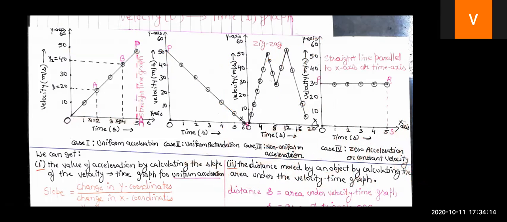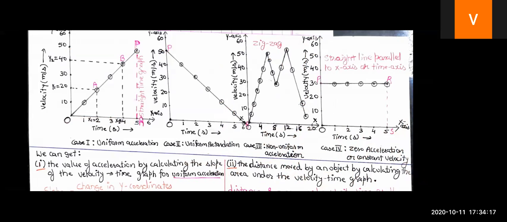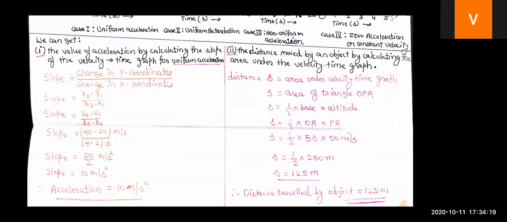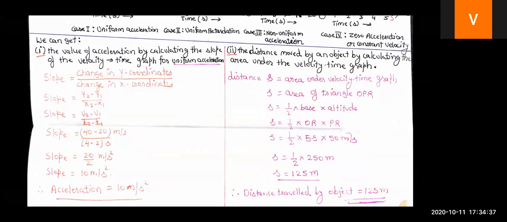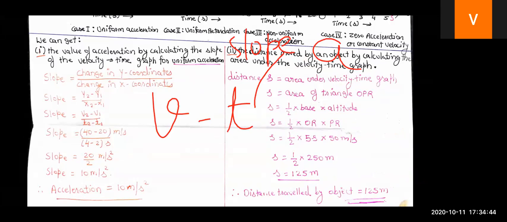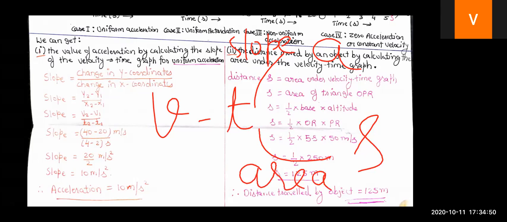So children, here I have explained that the distance can be calculated by calculating the area under the graph. The area under the graph was a triangle, so half base into height, and that gives the distance traveled by the object. Be very careful that your velocity time graph gives you two values. First, by calculating the slope, we get the value of acceleration. And second, by calculating the area under the graph, we get the value of distance, that is S.